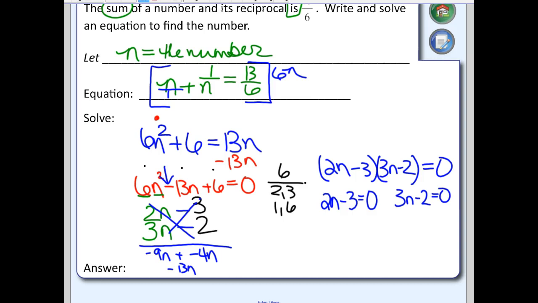Yep, we're going to add 3, so we've got 2n equals 3, so n equals 3 halves. And then over here, we're going to add 2, so we've got 3n equals 2, so n equals 2 thirds. And now we've got to check. Are we going to have a restriction? Yeah, did you notice we have an n in the denominator? So we're going to say n cannot equal 0. All right, great job. I'm going to let you go ahead and start working on homework.